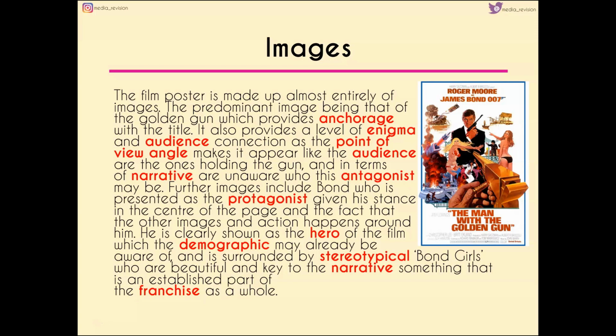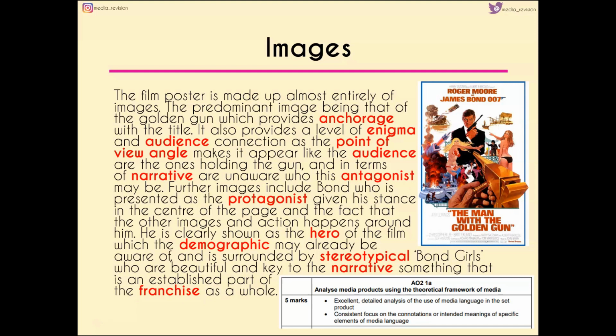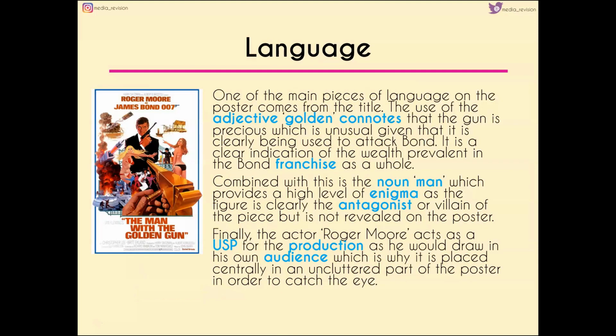What sort of mark would this get then? Well, this is the top part of the mark scheme. And you guys can comment in the comment section below what you think I would get. But personally, I feel like, yes, I have given an excellent detailed analysis of the use of media language. And I also feel like I have given consistent focus on connotations or those intended meanings. However, what I'm not going to do is mark both language and layout and design, which is coming up. So you guys can pop down in the comments section below what you think I would achieve for each of these.